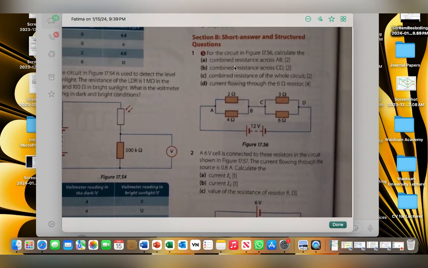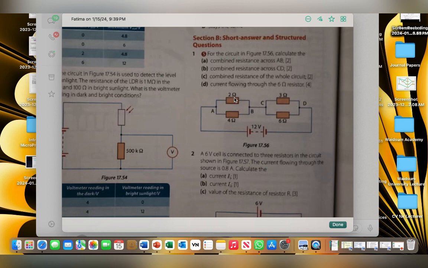This one, how do you do this type of question? You resolve this one to series. They are in parallel, so you can use 1 over RT equals 1 over 2 plus 1 over 4. Or you use product over sum, which is 2 times 4 divided by 6, 8 divided by 6, you get 1 point something. Then you do this one: 18 divided by 9, you get 2. 2 plus 1 point something, you get the equivalent resistance. If you want the current flow in the circuit, you say 12 divided by the equivalent resistance, which is 3 point something. You get the overall current.